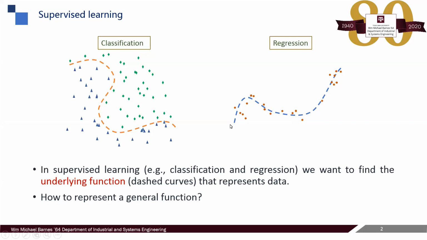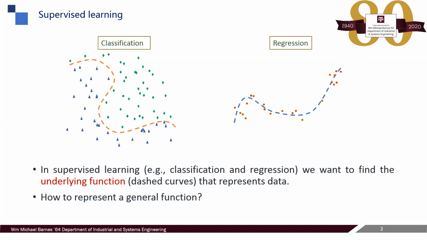You can see that in both problems, there is one primary challenge. The challenge is how can we represent those unknown functions with probably complex shape. That's one challenge in all supervised learning problems. The question is how to represent a general function.